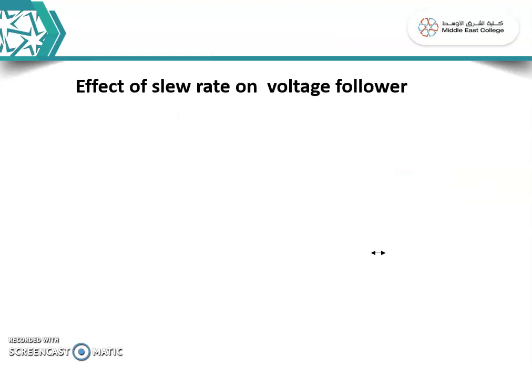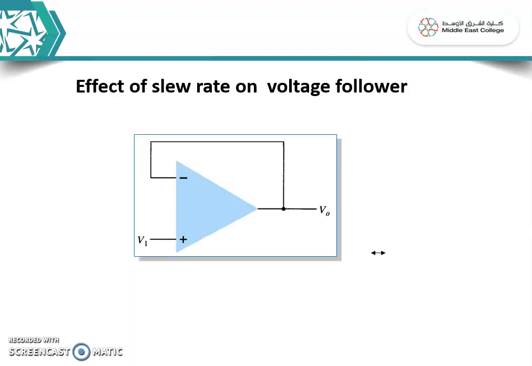Let us see what is the effect of slew rate on a voltage follower. I hope all of you remember what is a voltage follower or a unity gain amplifier. A voltage follower is an amplifier circuit where the gain is equal to 1. Let us see the circuit diagram. This is a non-inverting amplifier where the input is given to the positive terminal. Then the inverting terminal is connected as the feedback path, but in the feedback path there is no feedback resistance. The RF value is equal to 0. So this we have already studied.